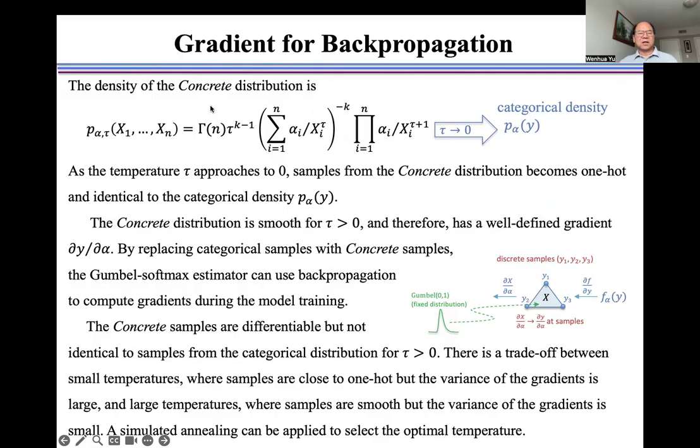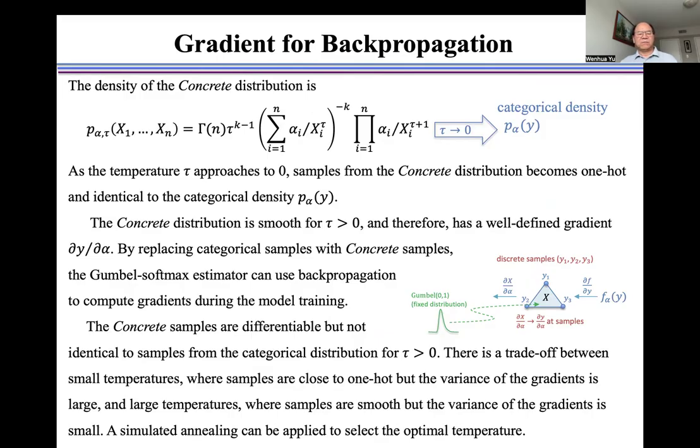The density of the concrete distribution is computed by using this equation. As the temperature tau approaches 0, samples from the concrete distribution become one-hot and identical to the categorical density P_alpha(y) as shown here. The concrete distribution is smooth for tau larger than 0 and therefore has a well-defined gradient.